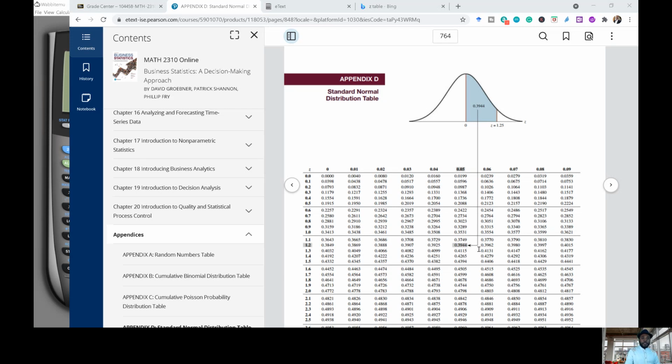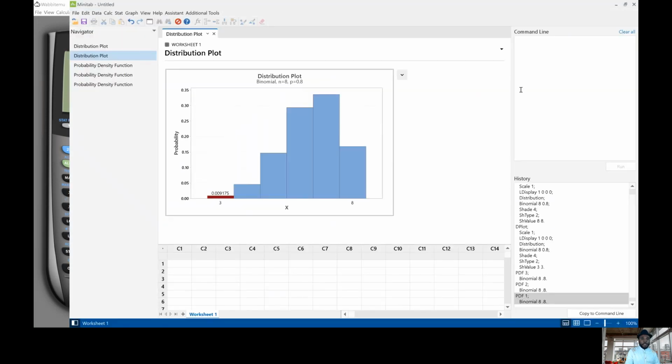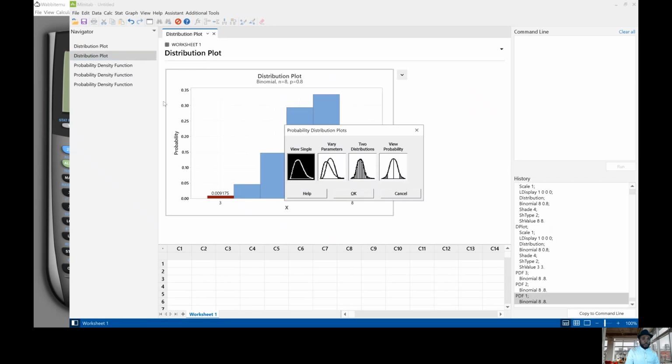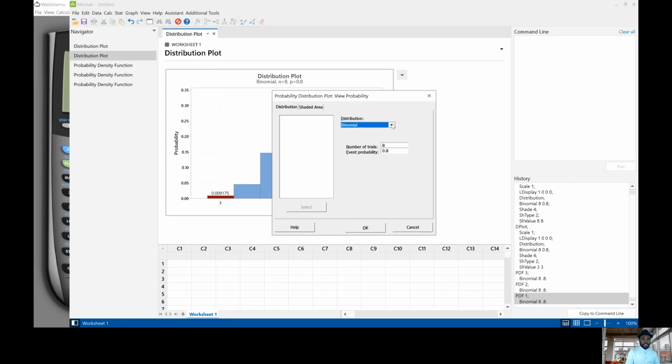Now, of course, doing this in Minitab might be much easier. Like I said, I'm going to focus on Minitab. Now, in Minitab, this is what we do. We click on Graph, you go to Probability Distribution Plot, View Probability, you click OK, and change this to a normal distribution. In the last chapter, we looked at binomial. Now we are coming back to the normal distribution, and set your mean to 0 and standard deviation to 1. That makes this a standard normal distribution.